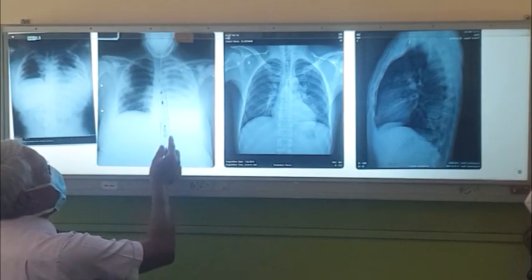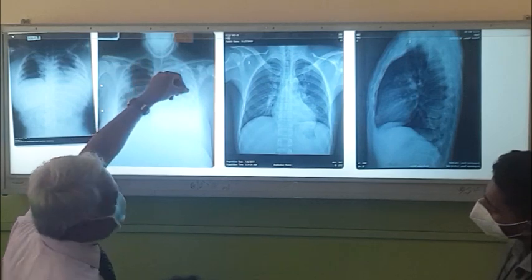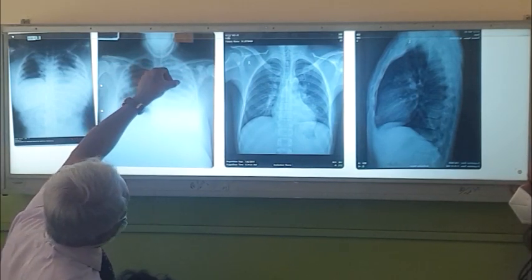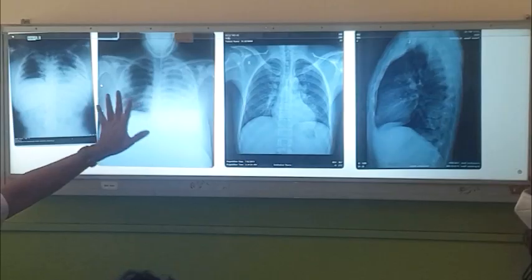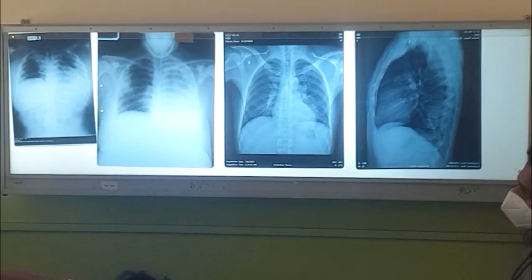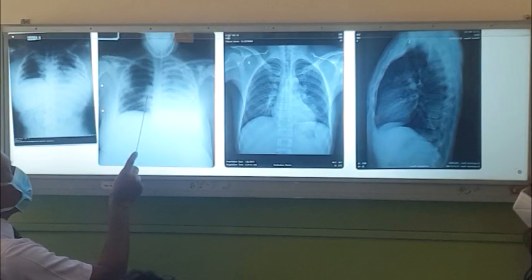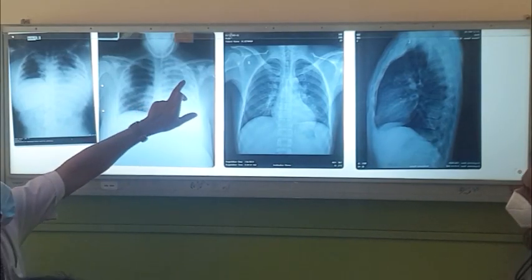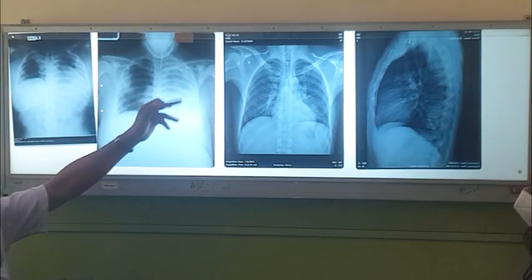There is a whitish area with some branching air within that. So this is called air bronchogram. So this is opacity with air bronchogram, which means consolidation. This ICU patient came to the ICU because of bilateral pneumonia, bilateral consolidation. Even if you see here, you can see opacity, some branching air bronchogram is there. So these are bilateral consolidations with air bronchogram.